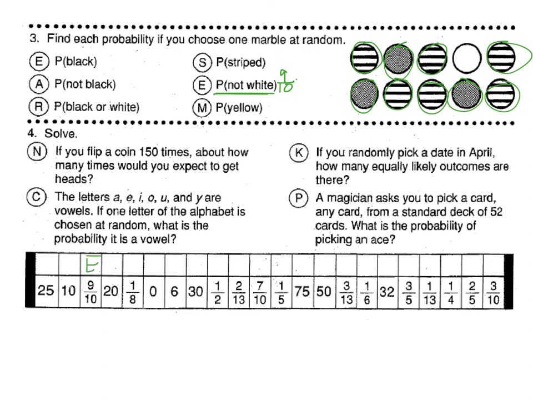Now at the bottom, they're not going to give you a picture to help you, but you need to think through it. Remember, here on the deck of cards, you have a picture of it in your packet. Here, you might need to look at a calendar for the month of April and find out how many days are in April. Here, you're talking about flipping a coin, and here we're talking about the vowels in the alphabet. All right?